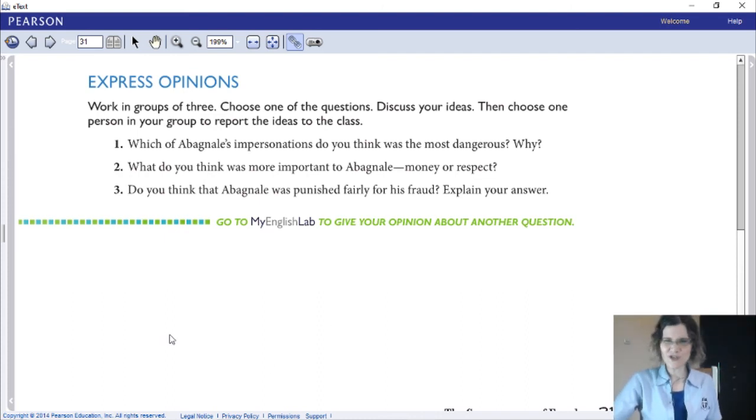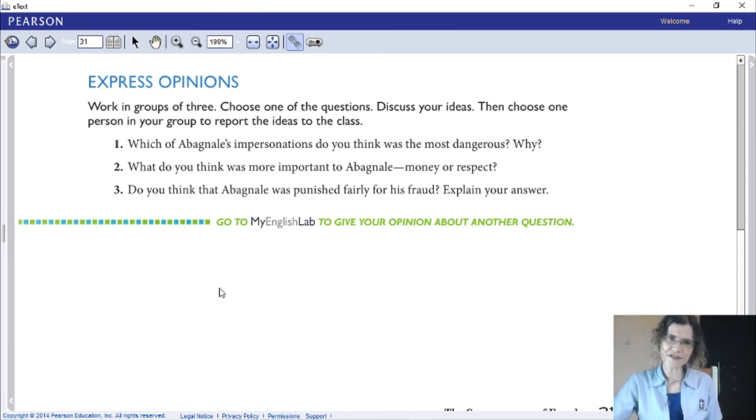Okay, that brings us to number 1. Which of Abagnale's impersonations do you think was the most dangerous, and why? He impersonated a lot of people, but which one do you think was the most dangerous? And give reasons why. Number 2, what do you think was more important to Abagnale? Money or respect? And please come up with evidence. Why do you have that opinion? So you got to come up with something from the text that supports that opinion.